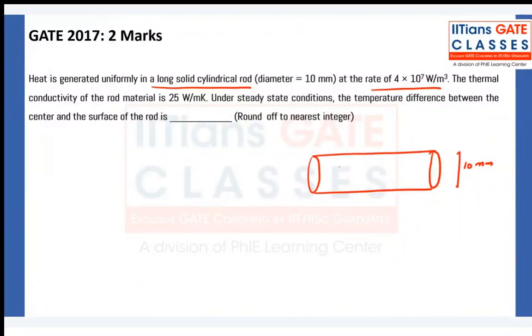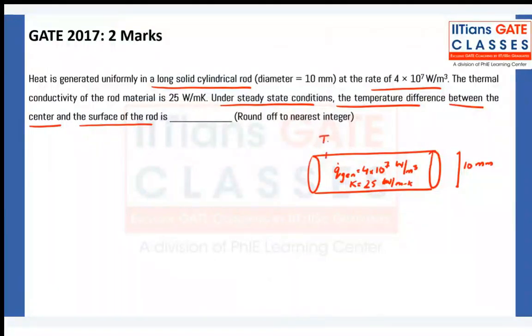So small q generation is equal to 4 into 10 to the power 7 watt per meter cube. The thermal conductivity of this rod is also given, in watt per meter Kelvin. Under steady state condition, the temperature difference between the center and the surface of the rod is. So what do you mean by steady state? Steady state means the wall temperature must not change with respect to time.